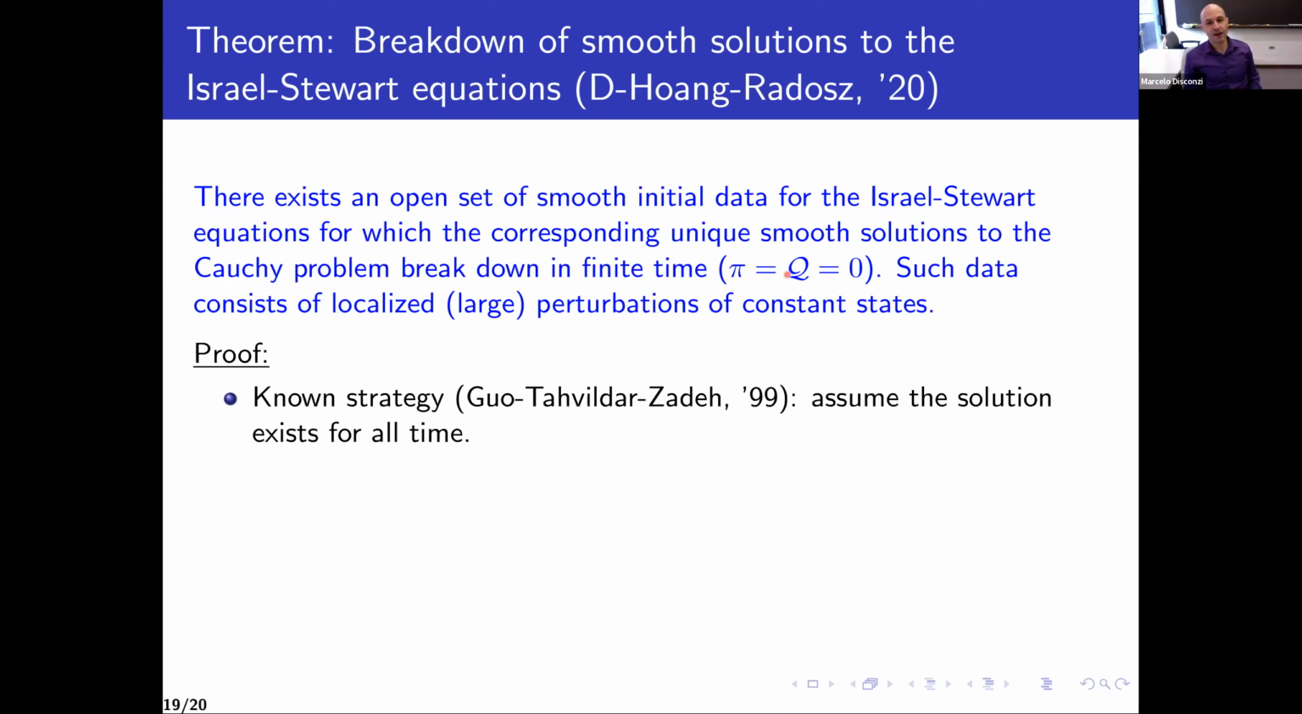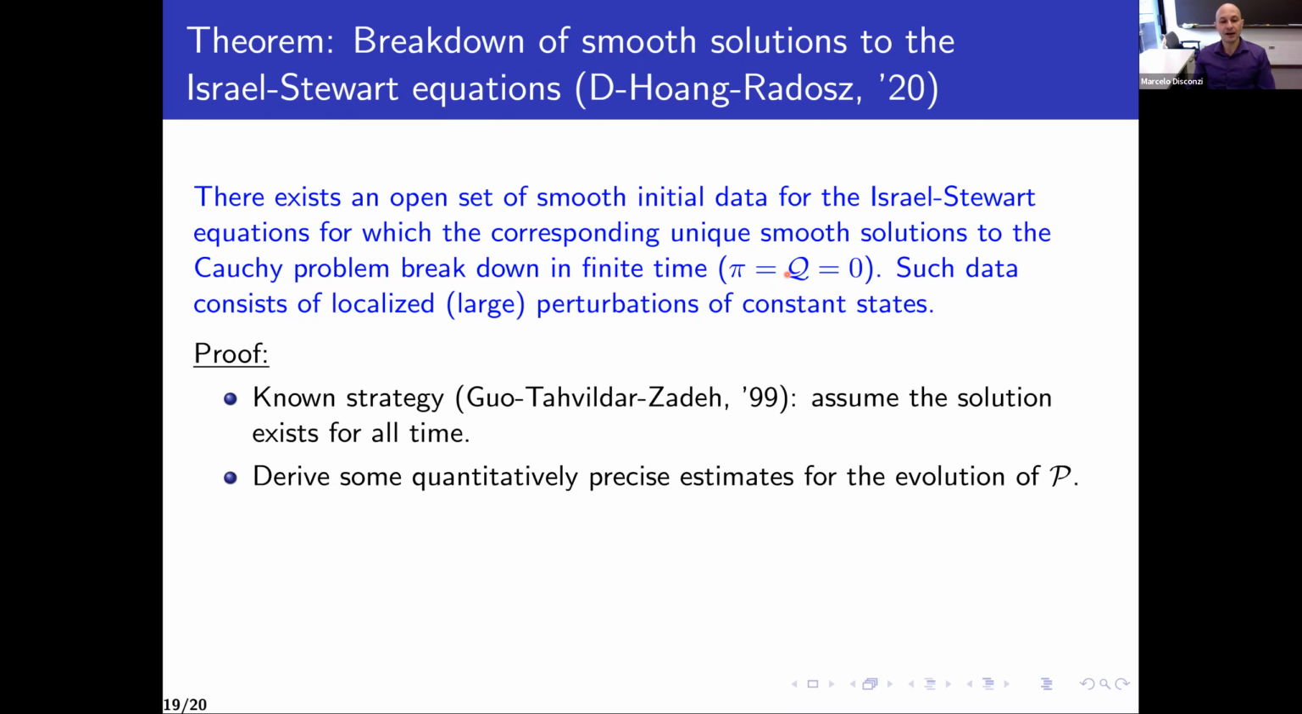Now, the proof follows a very known strategy. We follow the work of Guo and Tice, right? That they prove a similar result for the relativistic Euler equations. So we assume that the solution exists for all time, and derive some quantitative precise estimates for the evolution of the viscous correction to the pressure. In our setting, without these fields, the only viscous correction is the pressure. So basically, we follow the argument of Guo and Tice and just did the extra estimates we needed for this viscous flux. And then we derive a contradiction, right?